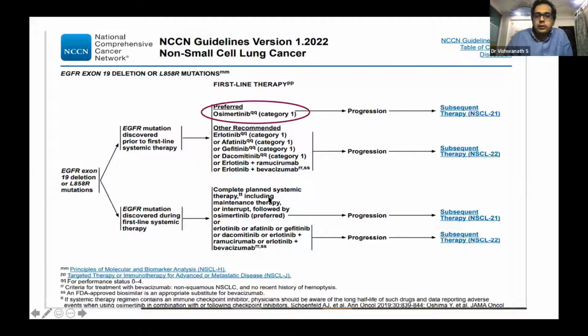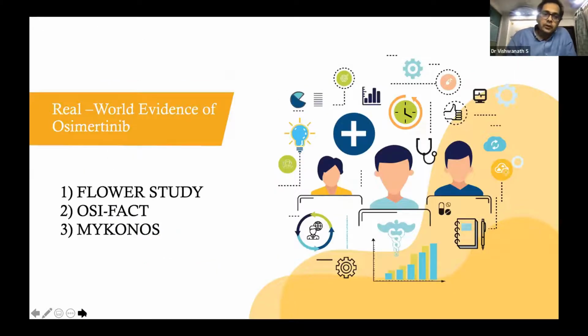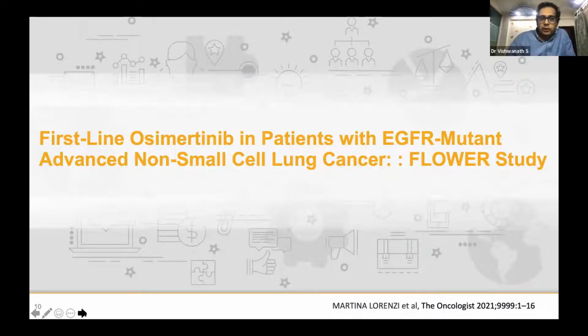So based on all this, the NCCN guidelines do say that Osimertinib is the preferred option in patients who are having upfront EGFR mutation or who are on systemic therapy and EGFR mutation is detected during the first-line systemic therapy, where Osimertinib is the option. So now going on to the real-world evidence of Osimertinib, there are 3 studies: the FLOWER study, the OCFAC study, and the Mykonos study. And this first one is the FLOWER study, which is the first-line Osimertinib in these patients.